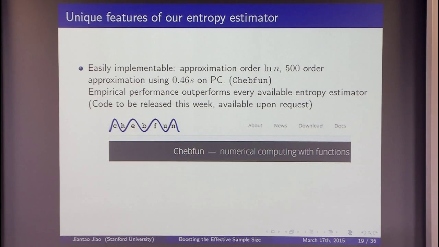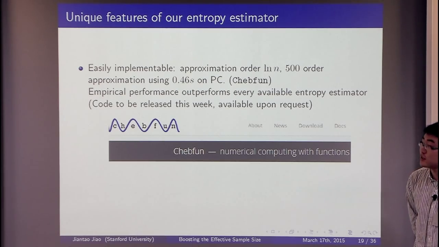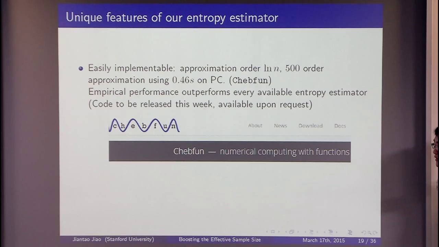And it is also easily implementable. Recall that the only non-trivial computation we need to do is a best polynomial approximation of order log n, which grows really slowly. We use the following nice software developed by Nick Trefethen's group at Oxford University. They compute the 500th order in half a second. And in empirical performance, we have outperformed every available entropy estimator, of which there are really a lot in the literature.